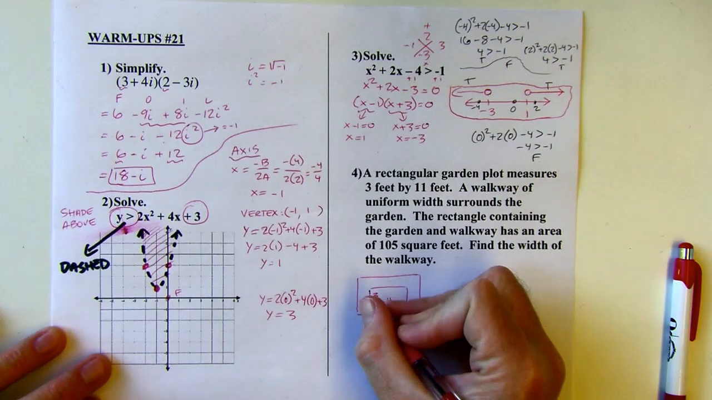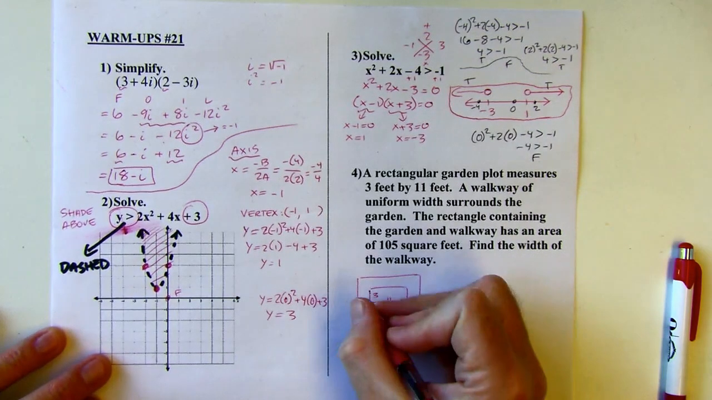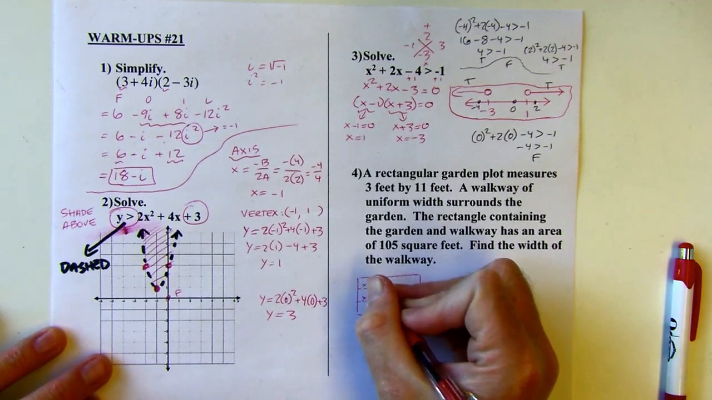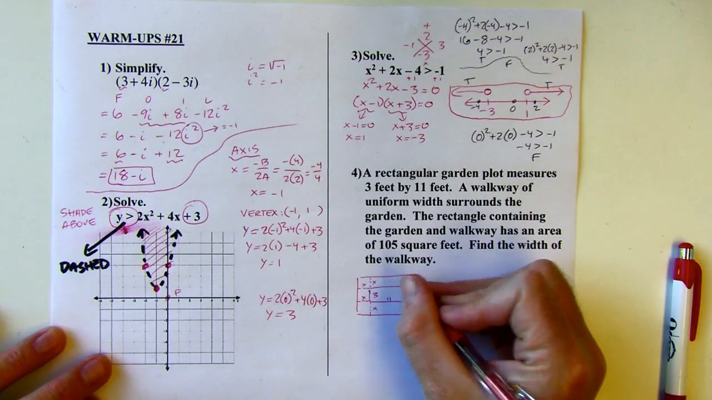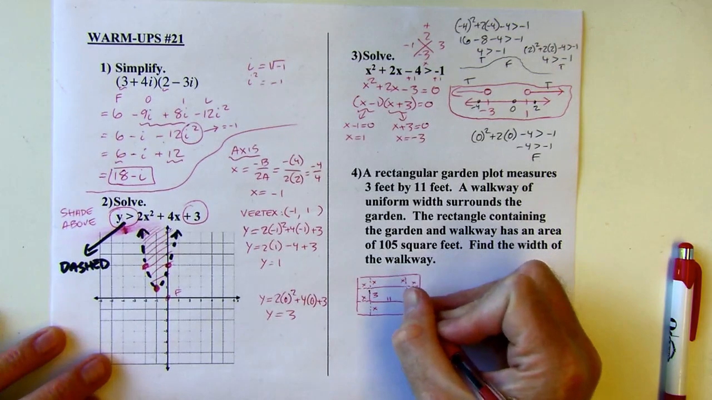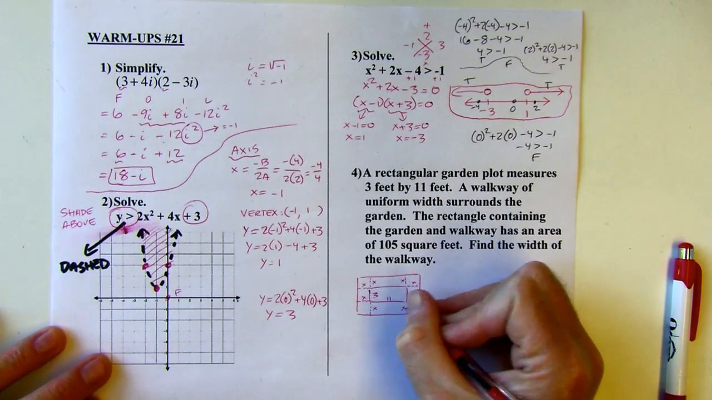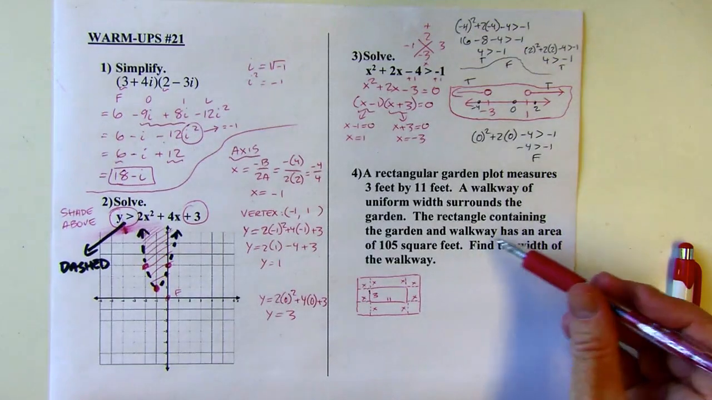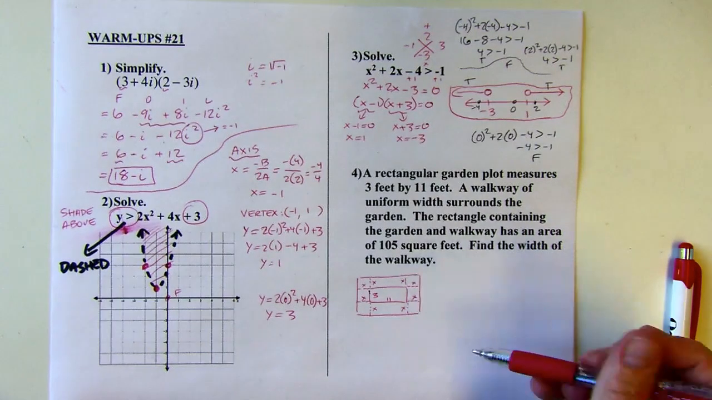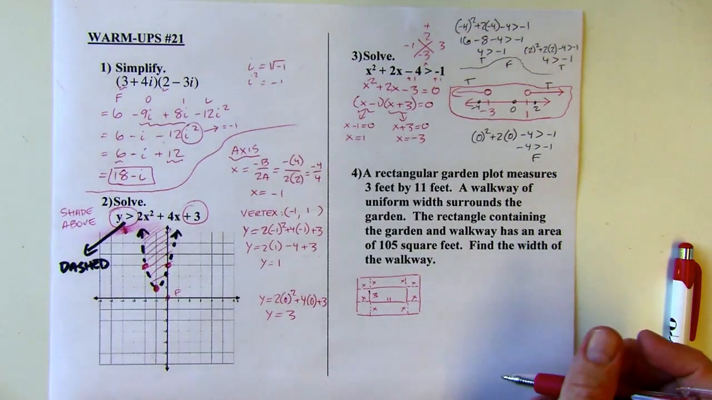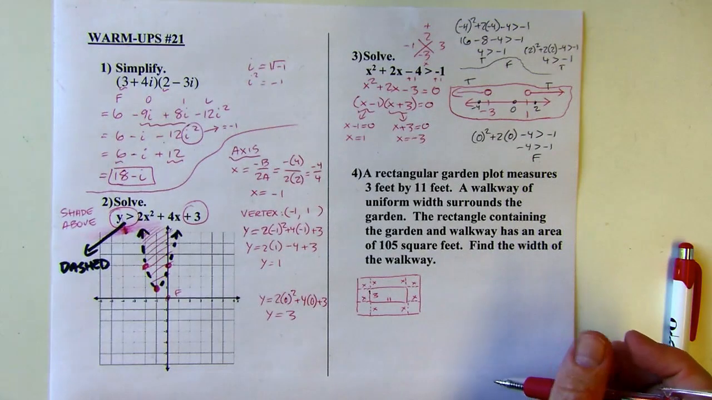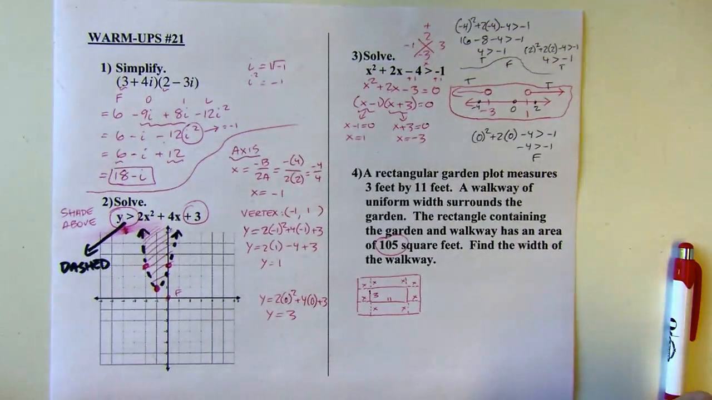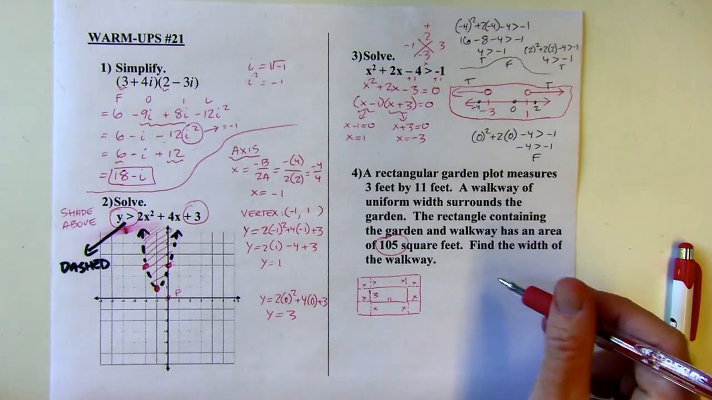So let's say the width here is x. Well, the width here would be x, and the width here would be x, and at all the corners, the width is always going to be x. Okay? All right. So it says the rectangle containing the garden and the walkway, so the whole bigger rectangle, has an area of 105 square feet. Okay? All right, so let's keep that in mind. Big rectangle is 105 square feet. Okay? Find the width of the walkway.